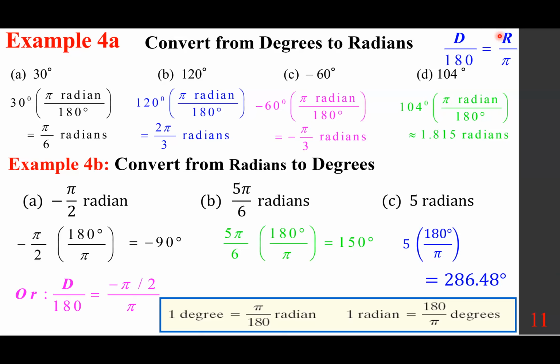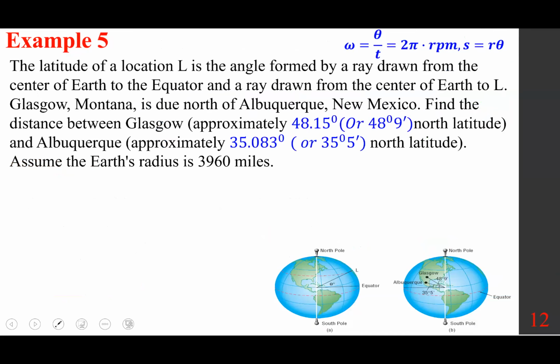So conversion between degrees and radians is very straightforward. Could somebody read this question, please? Anybody feels like reading it for us, please?